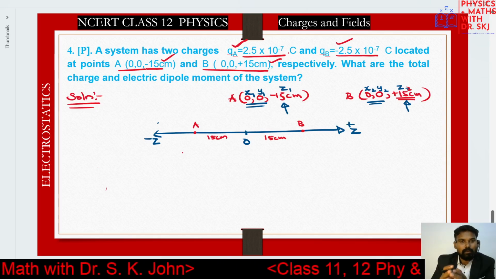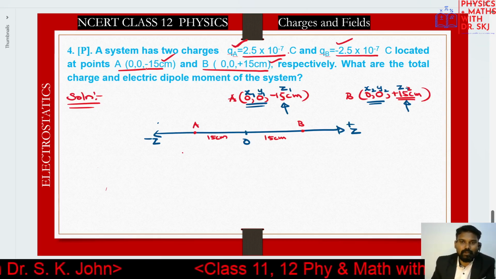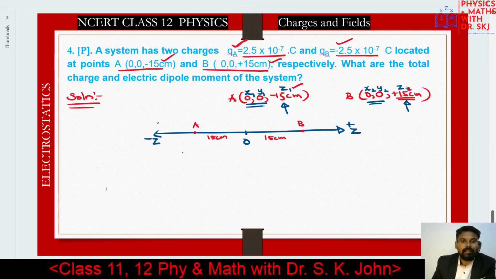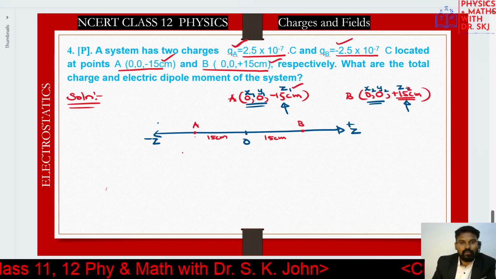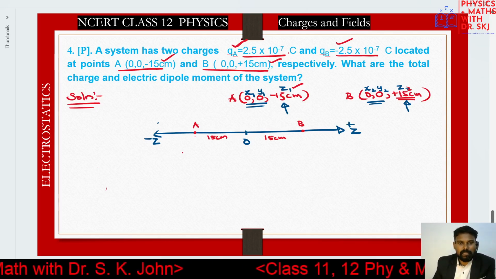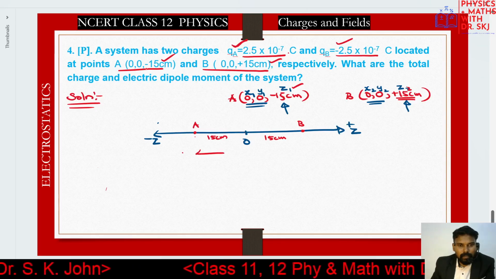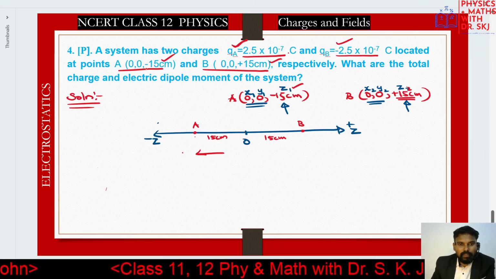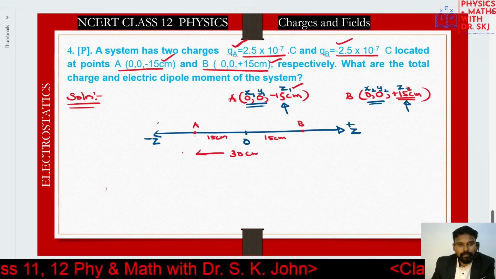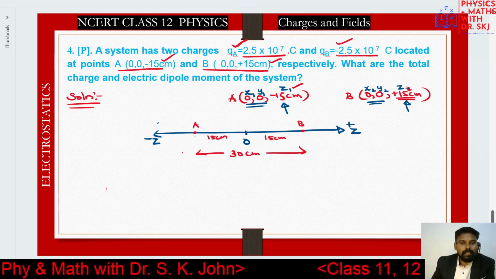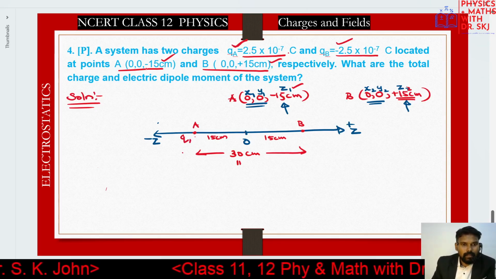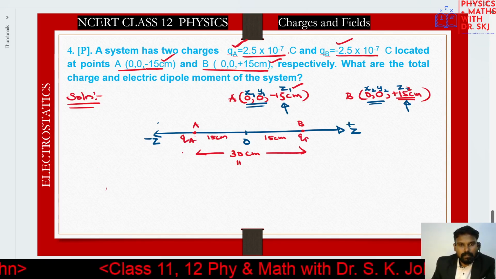The points are on the z axis because x and y are 0, and z1 is to the left of origin at a distance of 15 centimeter, and the point B is to the right of origin at a distance of 15 centimeter. So what is the distance between the 2 points? 15 plus 15, totally it is 30 centimeter, right? The first charge QA is placed here and QB is here.